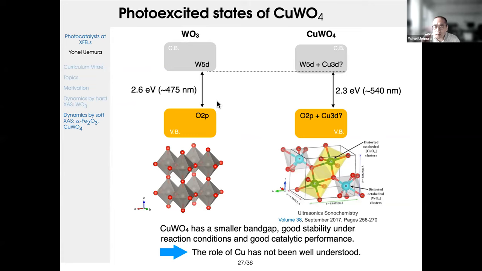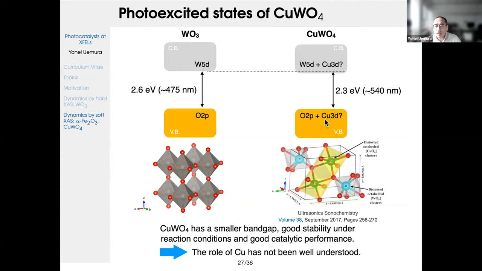If copper is introduced into tungsten trioxide, that creates copper tungstate, and the band edge positions will change, or the band gap will decrease in the copper tungstate. So that means the copper affects the band structure of the entire photocatalyst. People claim that copper 3d orbitals contribute to the conduction band, so the conduction band edge becomes lower compared to tungsten trioxide, and then the band gap will become smaller.